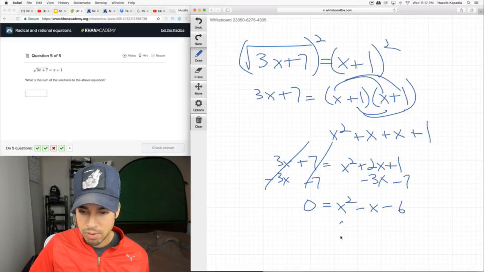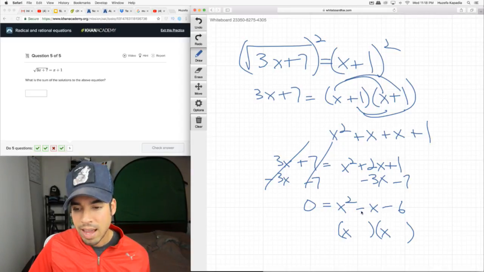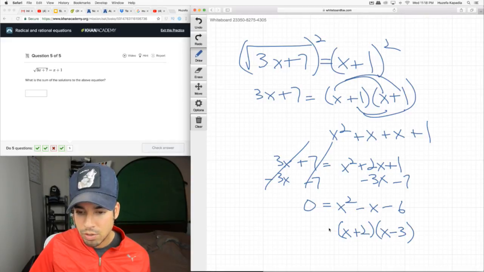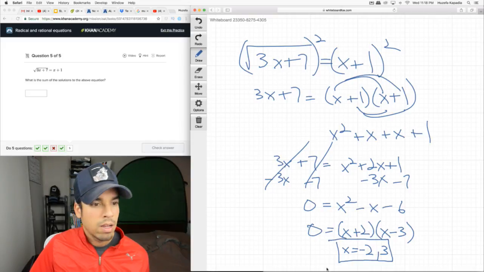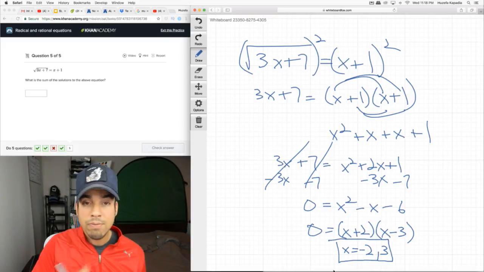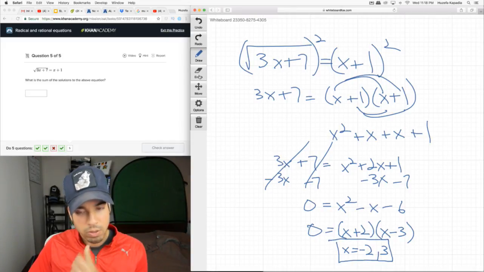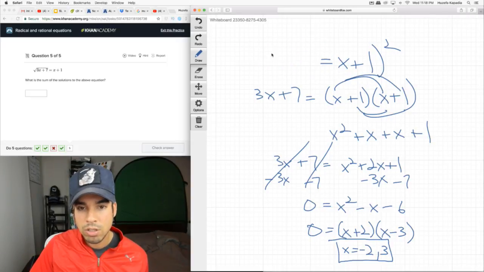Now let's factor this guy. We get (x)(x). Now what multiplies to negative 6 and adds to negative 1? We got a negative 3 and a positive 2. And then for our two solutions, we get x equals negative 2, x equals positive 3. All right. So the sum of these solutions, we could add them together. But first, not going to make that same mistake. We're going to check these answers and make sure they're good. Actually, wait. Let me undo that.